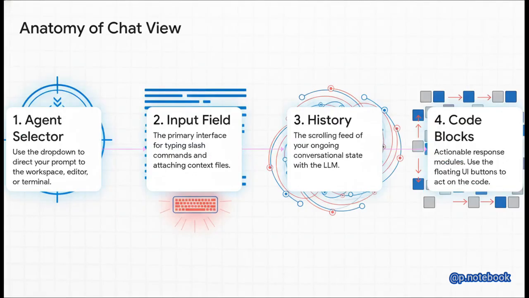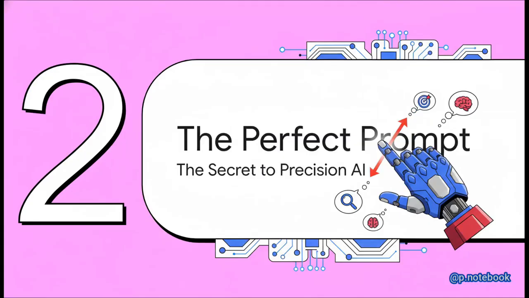Now this is where it gets really interesting. The power here isn't just in the individual parts, it's how they all work together to create this seamless conversation. You use the agent selector to tell the AI where to look: the whole workspace, your editor commands, or the terminal. The input field is your direct line to the AI. The history is super important. It's basically the AI's short-term memory of your conversation. And then you get these awesome code blocks with buttons right on them to insert, copy, or run. It all just flows.